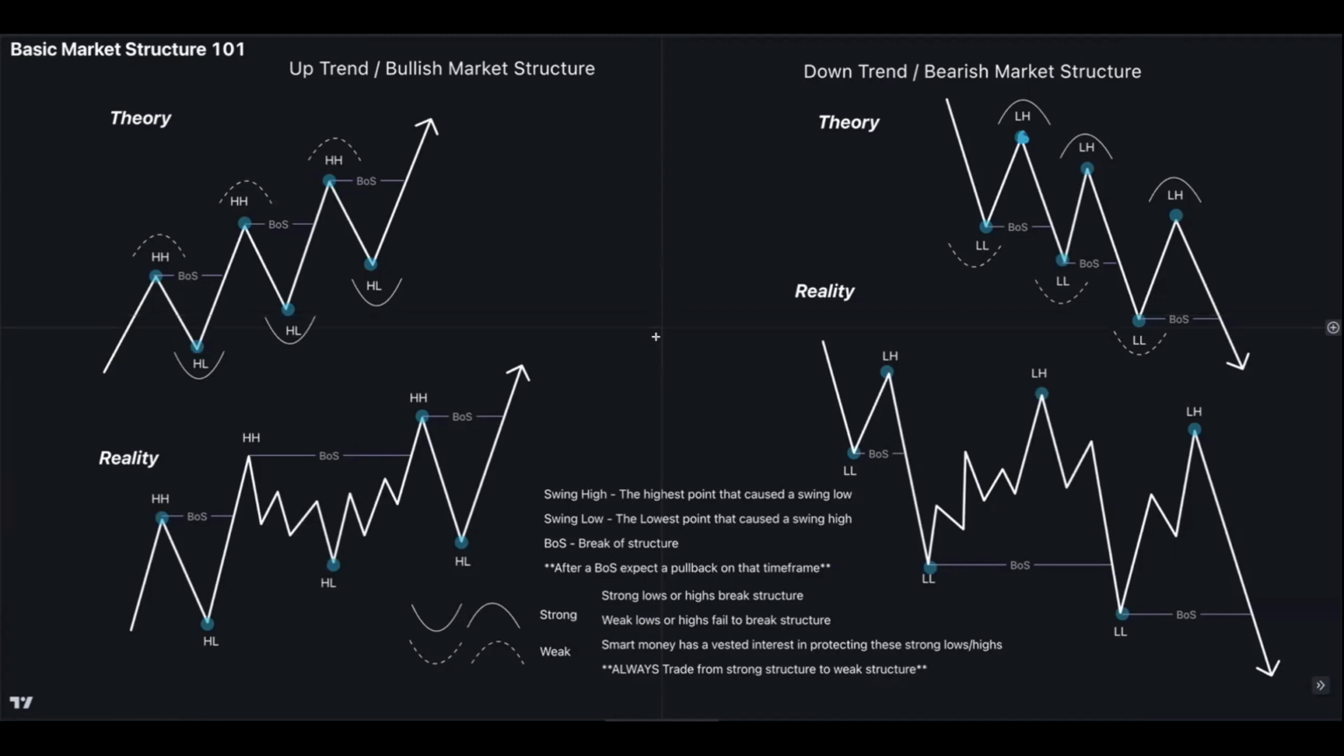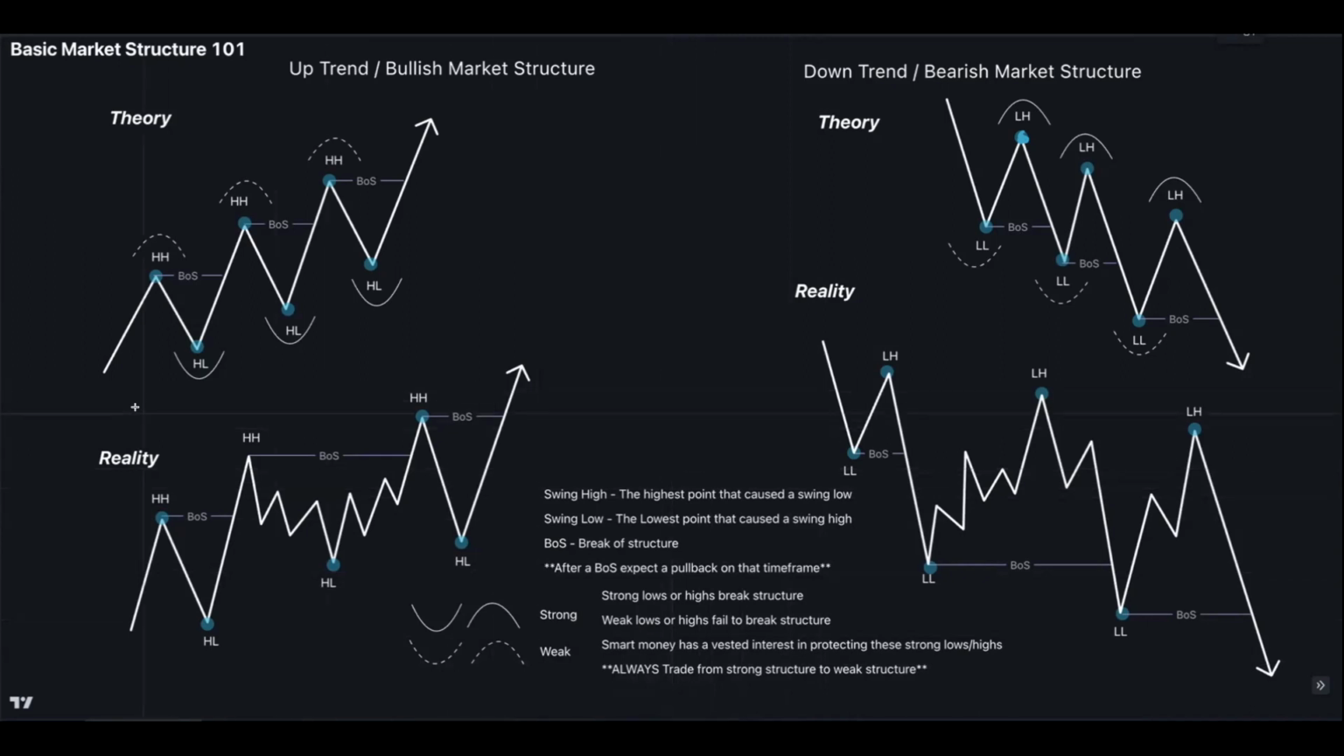So some of the basic concepts that we learned last time was what a swing high and swing low was, what a break of structure was, what strong lows and highs and what weak lows and highs were. Some gems that I threw out there was that after a break of structure, we need to expect a pullback on that specific time frame and always trade from strong structure to weak structure. So let's just do a brief review of all these concepts real quick, and then we'll jump in the charts and we'll actually do a walkthrough where we go over this on a real chart.